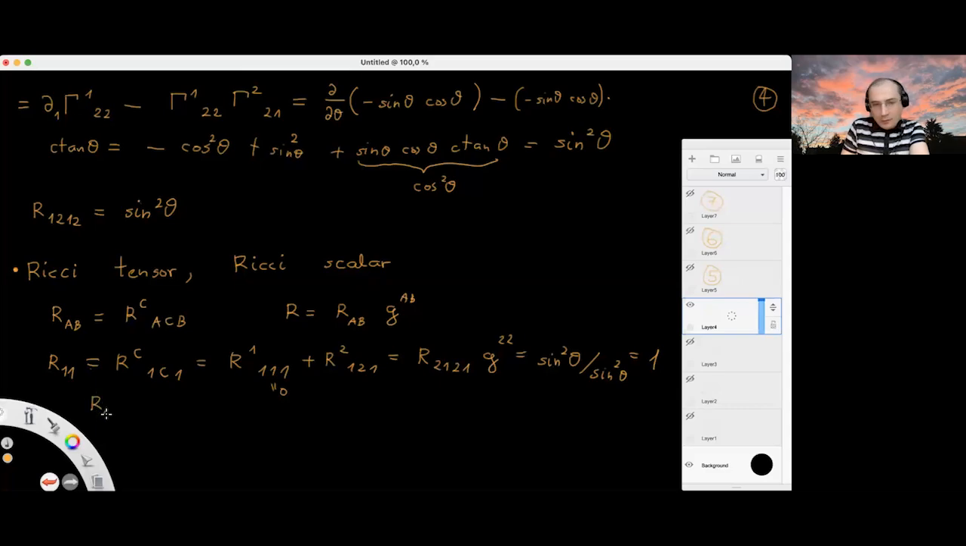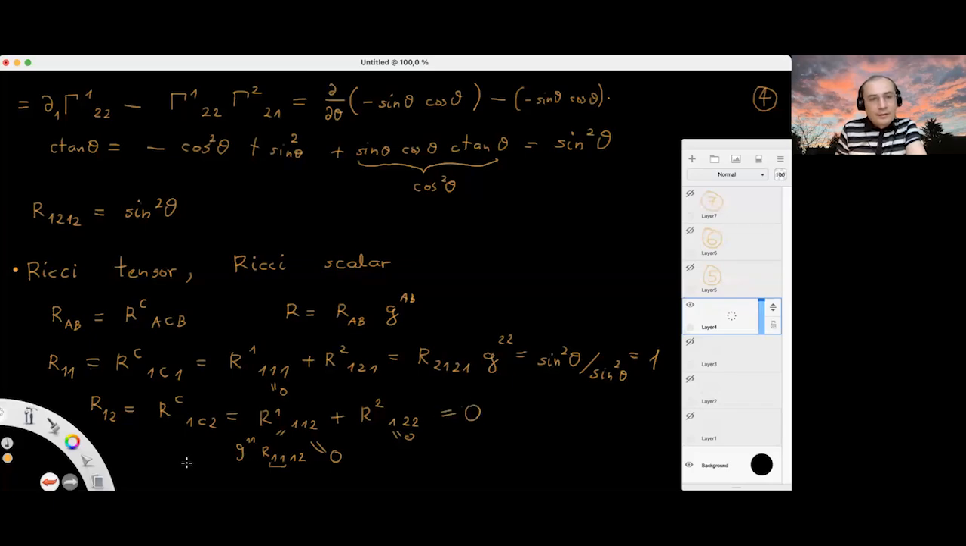Then we've got the mixed component, which is R^1_{112} plus R^2_{122}. Obviously, this guy is equal to 0. And then this guy over here, that's g^{11} R_{1112}. Again, we've got a repetition of an index within one of the pairs. So this is again 0. So there are no mixed components of the Ricci tensor.